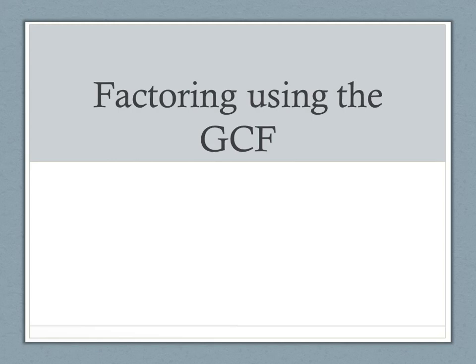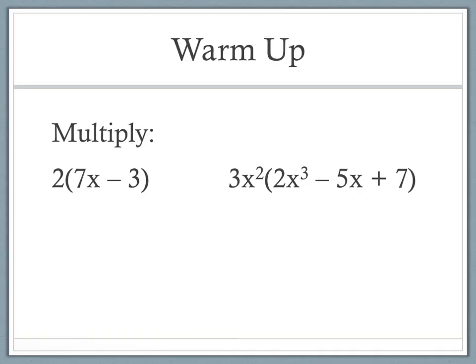Okay, today guys we're going to talk about factoring using the greatest common factor, or GCF. Now before we do that, let's warm up our brains a little bit and go back to the basics. If I was going to distribute or multiply this, let's go ahead and do that. So we're going to distribute the 2 to both of them. So we have 14x minus 6. Making sure that I distribute it to both of them.